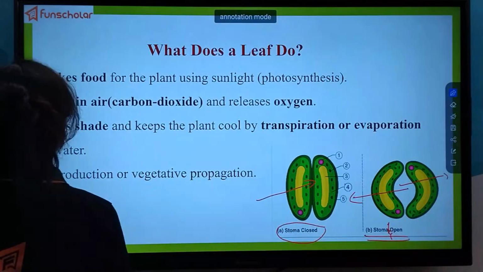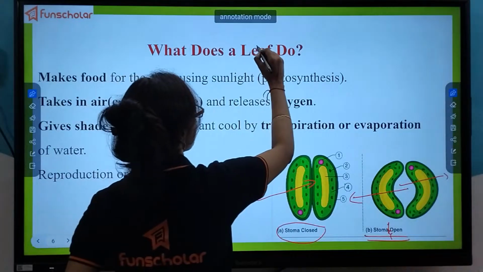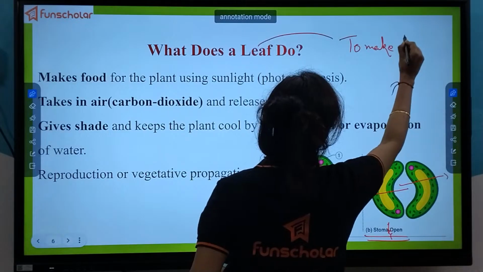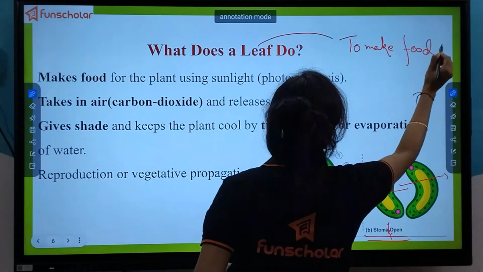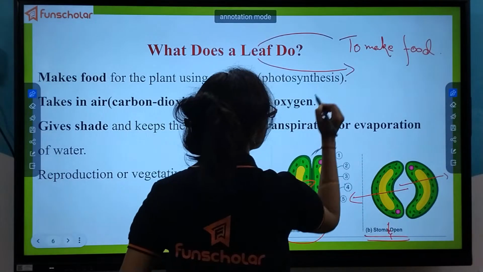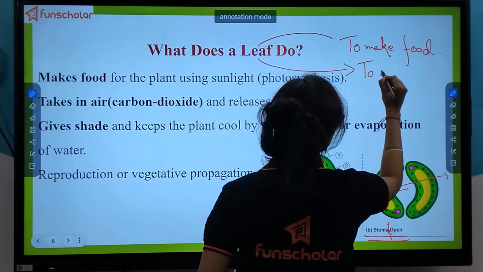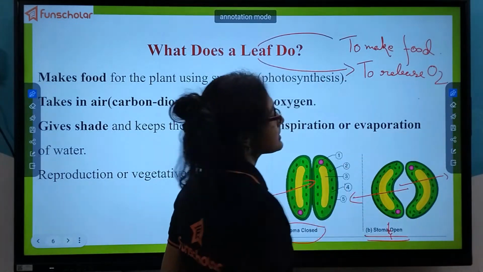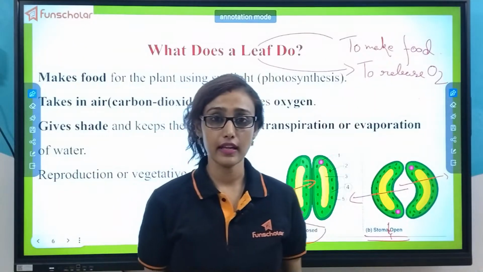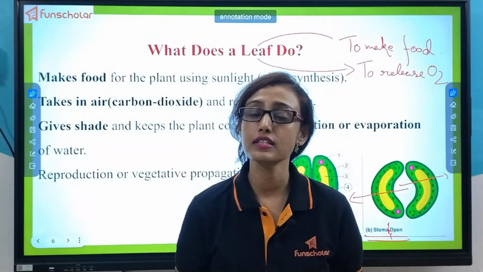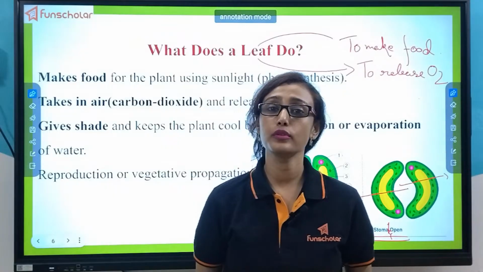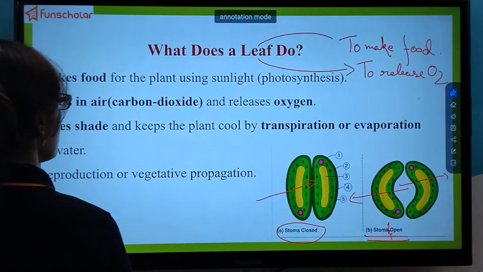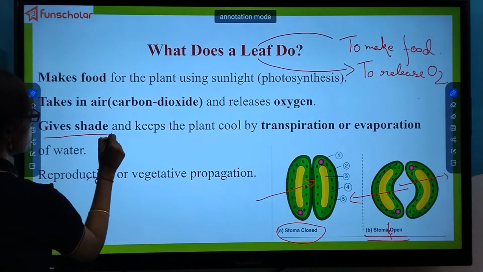First, what is the function of leaf? To make food. Second function is what? To release oxygen. Just think, if the plants were not there and there would have been no oxygen in the atmosphere, then there would have been no life on the earth.